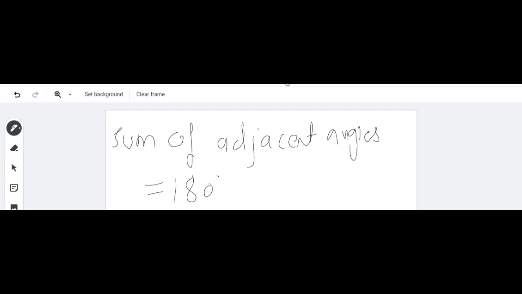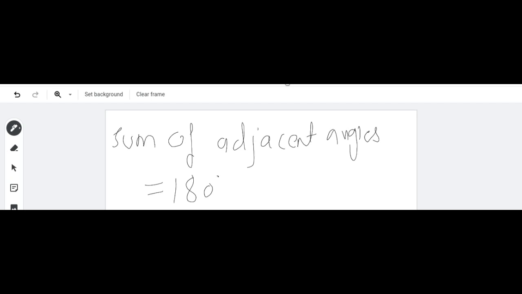Got it? They also gave the ratio. Can you tell me what the ratio is? The ratio is 3:2. Now we have to work according to this ratio. So I'm going to write the angles. The ratio is with the adjacent angles, so A equals 3x and B equals 2x, and 3x plus 2x is equal to 180. Understood?